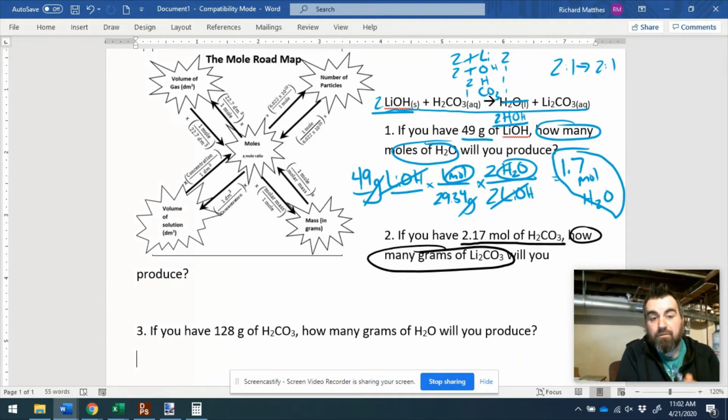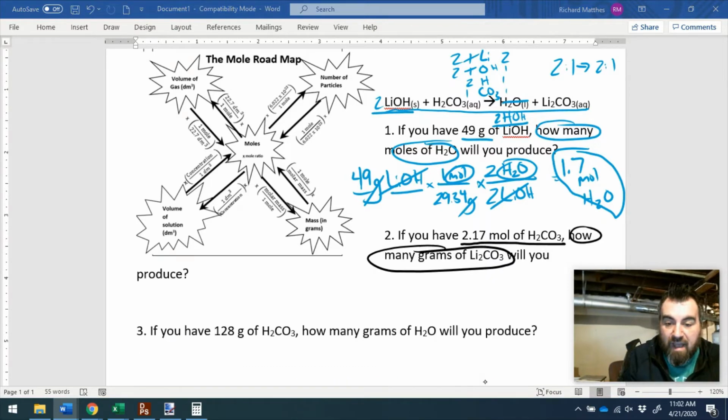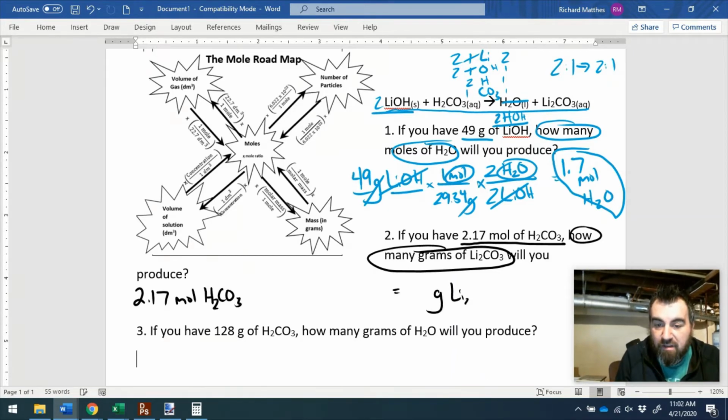So now we're going from moles of one substance to grams of a different substance. So we start by putting what we know, 2.17 moles of H2CO3. So that's what we know. And what we want to know in the end is grams of Li2CO3, of lithium carbonate. Okay? So we're here and we want to go to here.